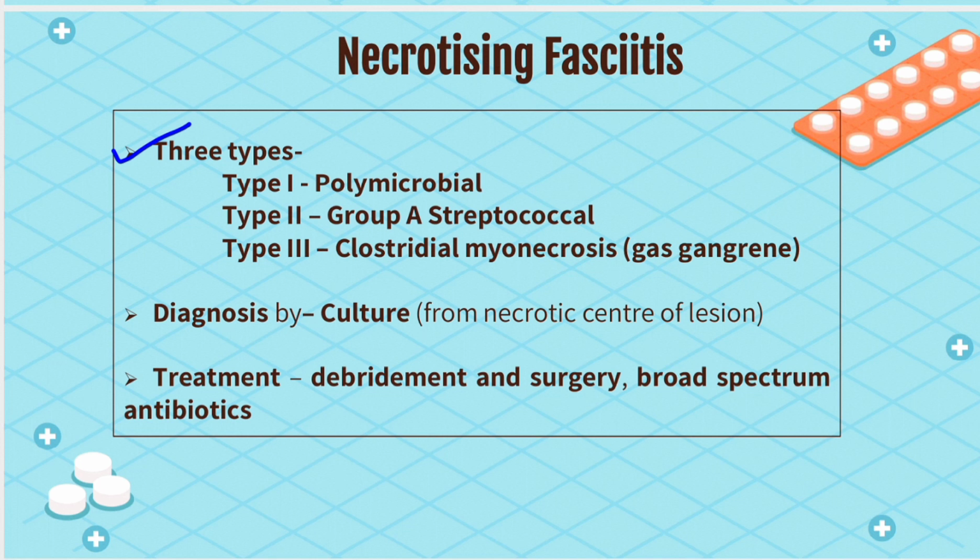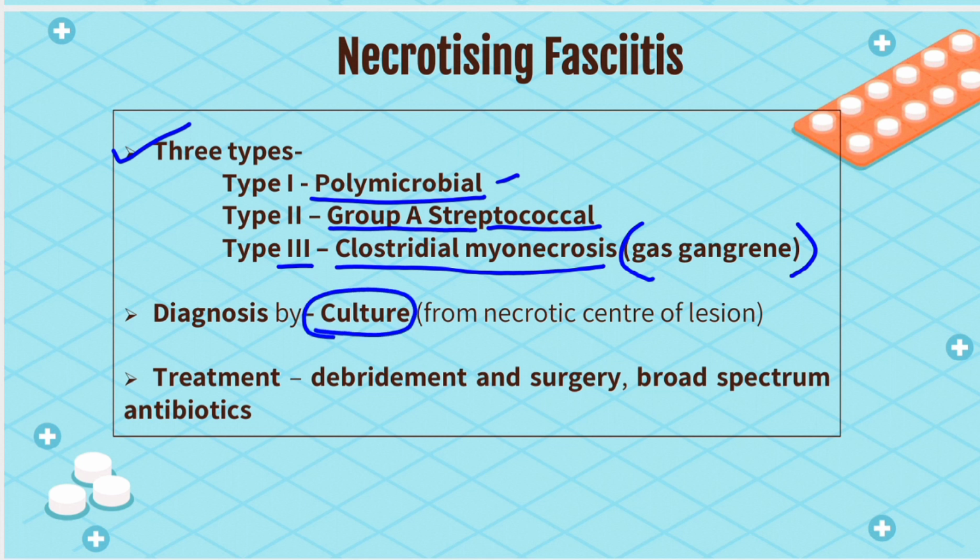Type 1 is polymicrobial, which is infection by multiple varieties of bacteria. Type 2 necrotizing fasciitis is the infection by group A streptococci, and type 3 is the infection by clostridial myonecrosis, which is also known as gas gangrene. This infection is usually diagnosed by culture from the necrotic part of the lesions, and the treatment involves debridement of the wound and surgery and the use of broad spectrum antibiotics.